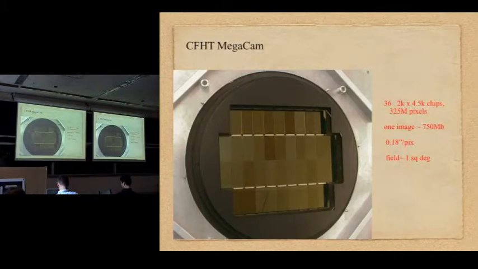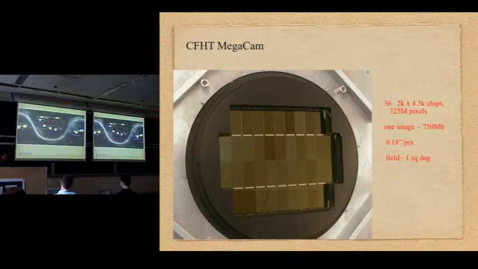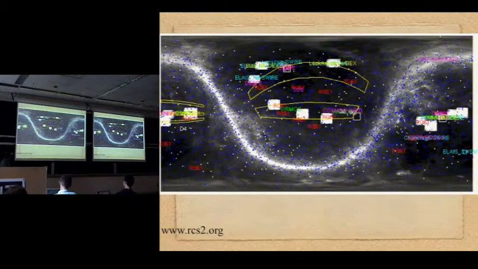This is MegaCam, with 9 times 4 CCDs of 4,500 by 2,000 pixels, with a diameter of about 1 degree. The 1,000 square degree patches we survey are marked in white here, with other people's patches somewhere in there.